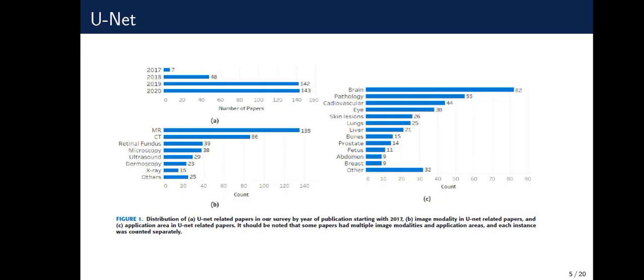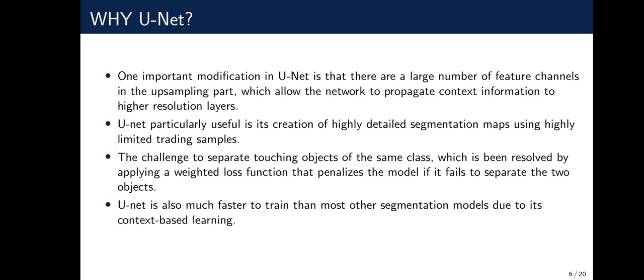And here is the distribution of UNet related papers in the given survey by the year of publication, and also another image used for the image modality in UNet related papers, and also the application area in UNet related papers. It should be noted that some papers had multiple image modalities and application areas, and each instance was counted separately.